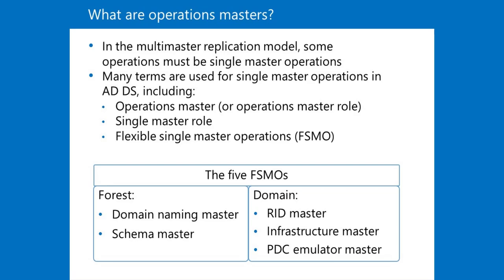Certain operations can be performed only by a specific role on a specific domain controller. A domain controller that holds one of these roles is an operations master. An operations master role is also known as a flexible single master operations (FSMO) role. 5 operations master roles exist.